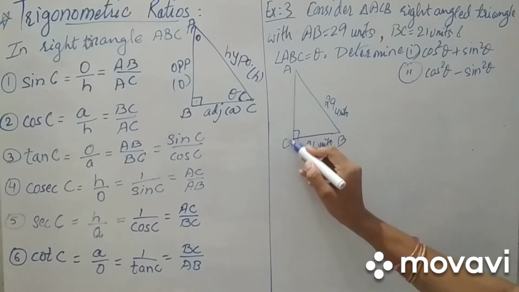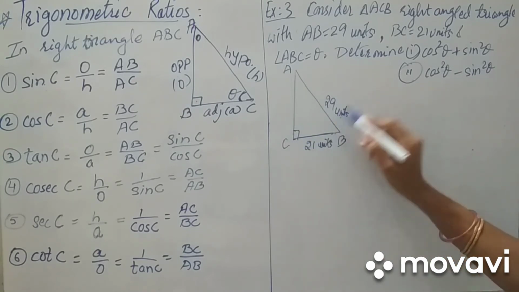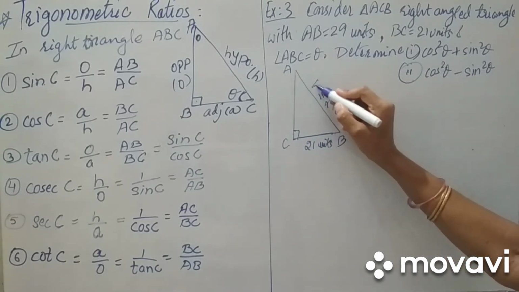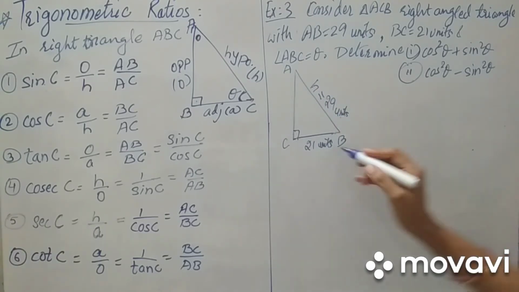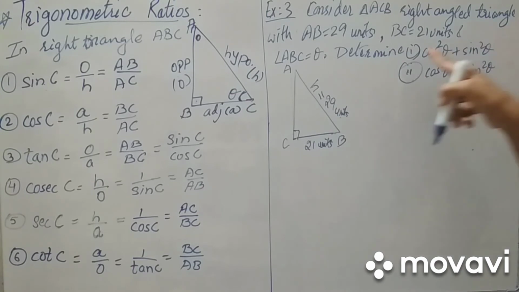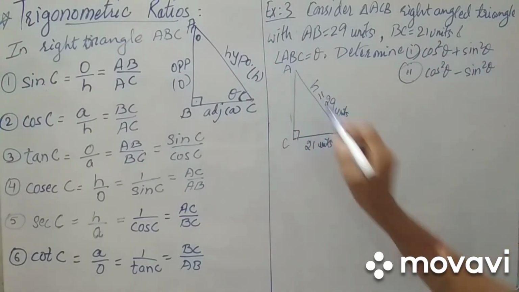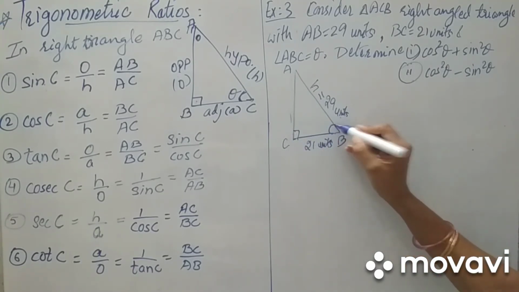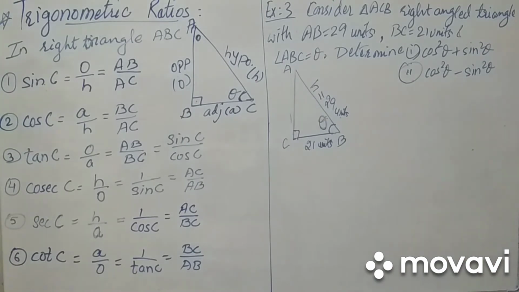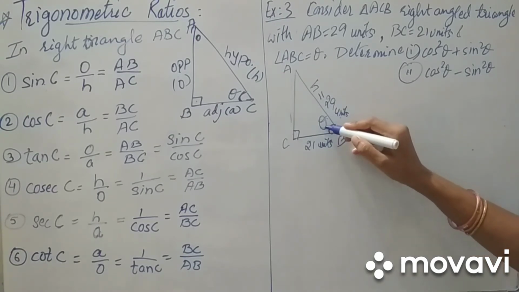Now, as C is 90 degrees, the side opposite to angle C is AB. So, this will become my hypotenuse. And which is my angle theta? Angle ABC. This angle is coming in between, so this is my angle theta. We have to determine the values of cos square theta and sin square theta. We are talking about an angle, this theta.